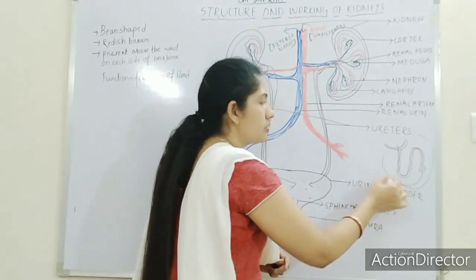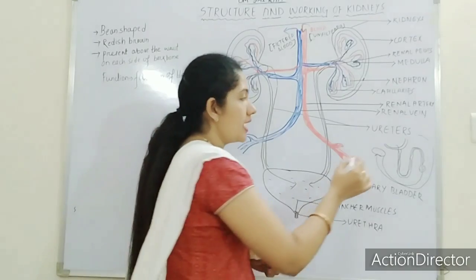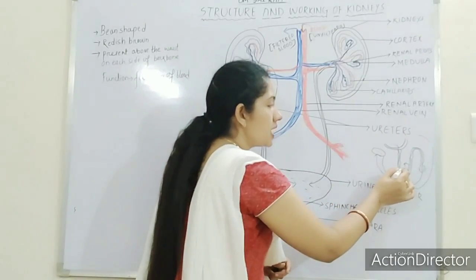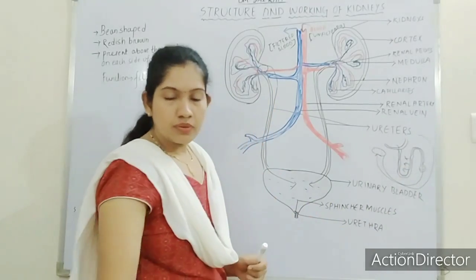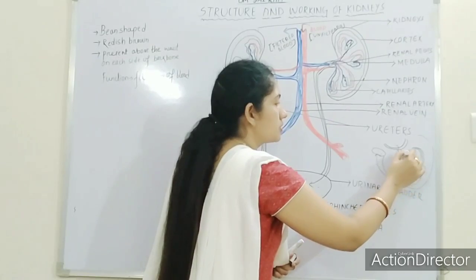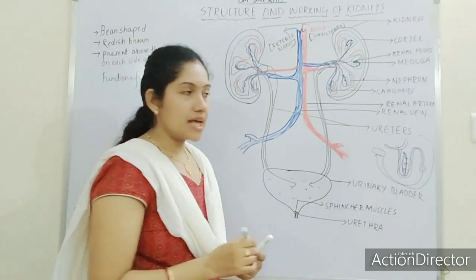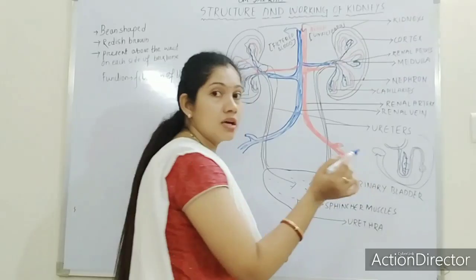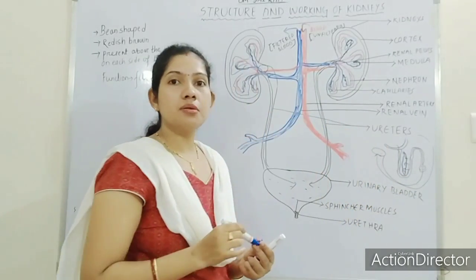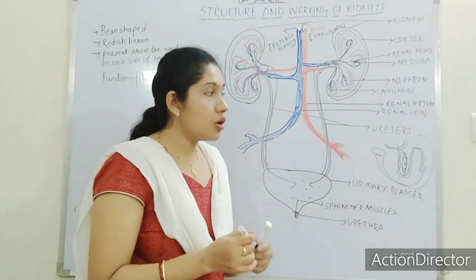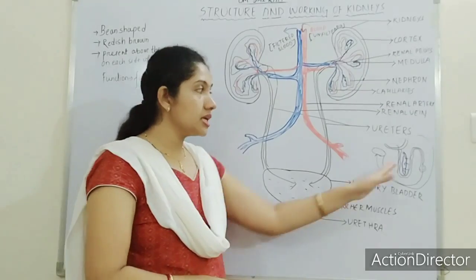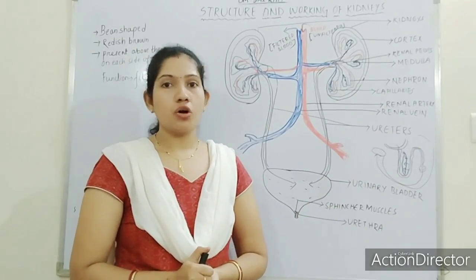Like this, all the nephrons will pass urine to the renal pelvis, and all the useful substances present in the blood will be absorbed out to the vein. The renal vein will collect all the useful substances, and along with the useful substances and blood, it will take the filtered blood out of the kidney. So all about these you will have in your class. Now I am not going into details about the structure of nephrons.